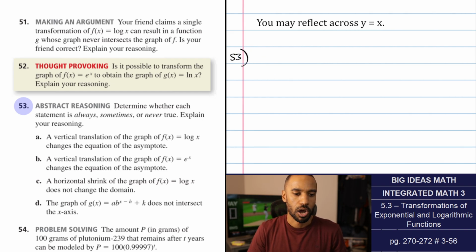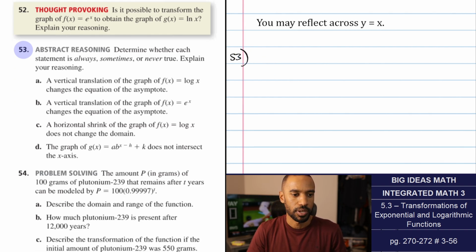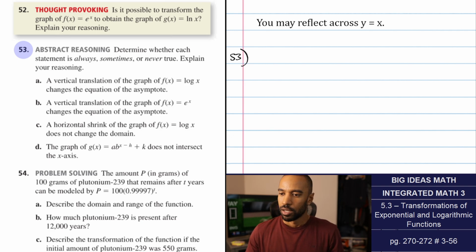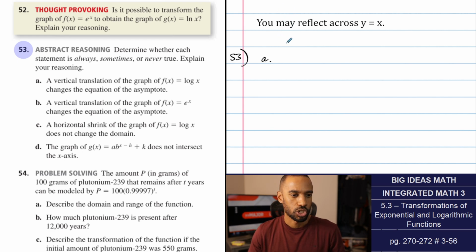Determine whether the statement is always, sometimes, or never true. Explain your reasoning. Part A, a vertical translation of the graph of f of x equals log of x changes the equation of the asymptote. A vertical translation changes it: never true.